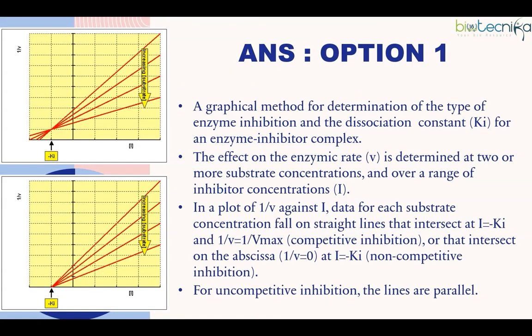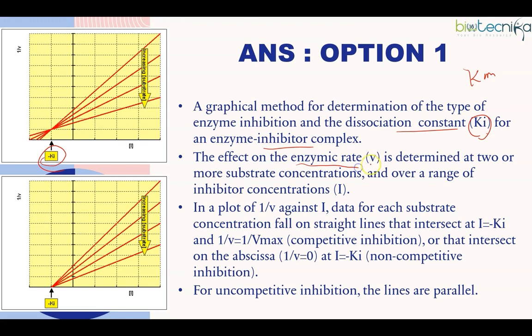So basically, Dixon plot is a graphical method for determination of the type of enzyme inhibition. The inhibitor constant which we have in enzyme inhibition, Ki, is an indication of how potent an inhibitor is. It is the concentration required to produce half of maximum inhibition. Just as we have Km, like that we have Ki. So it is like the dissociation constant but for an enzyme-inhibitor complex. How the Kd value is for enzyme-substrate complex, like that Ki is for enzyme-inhibitor.